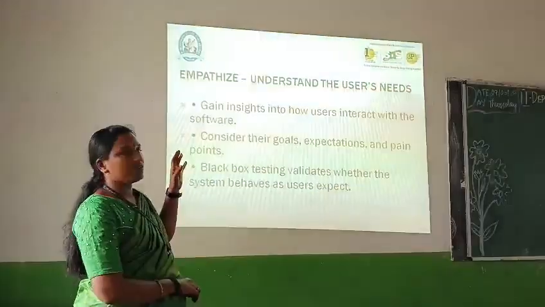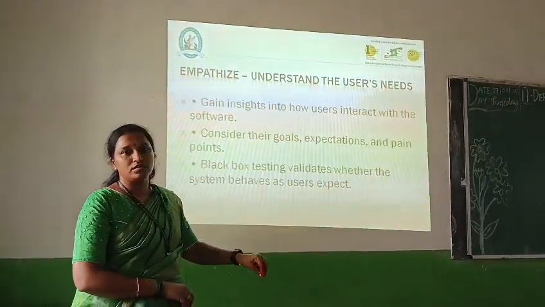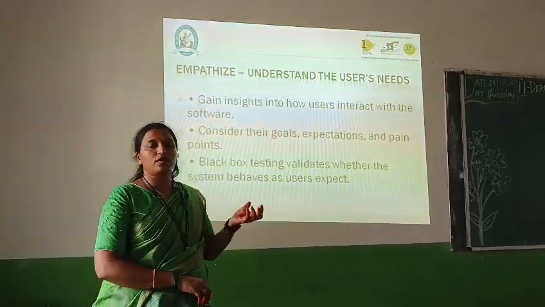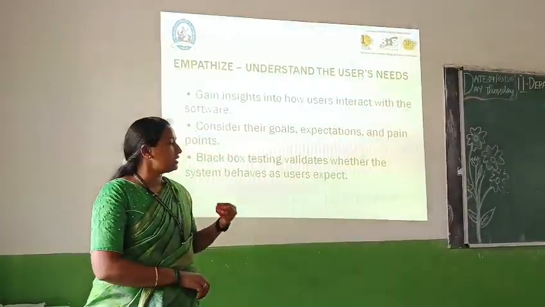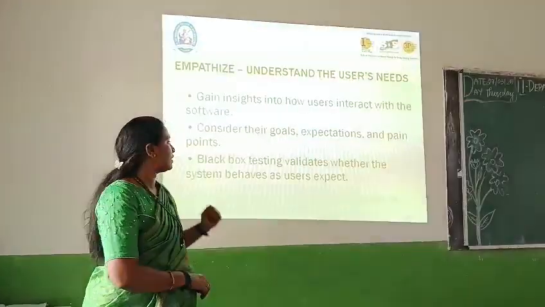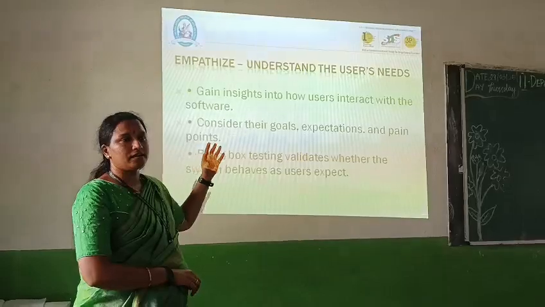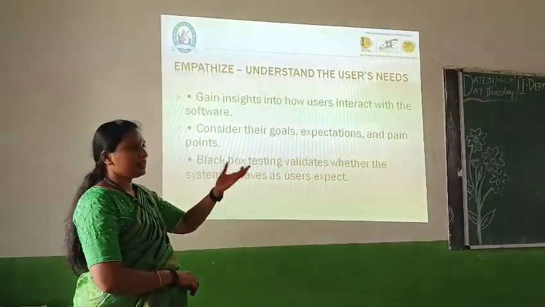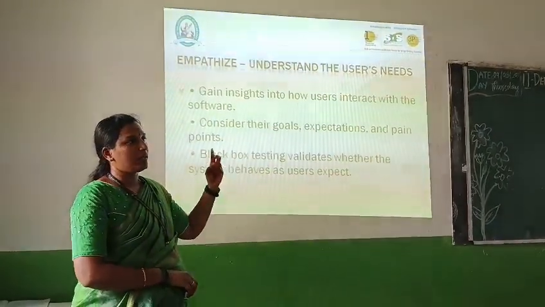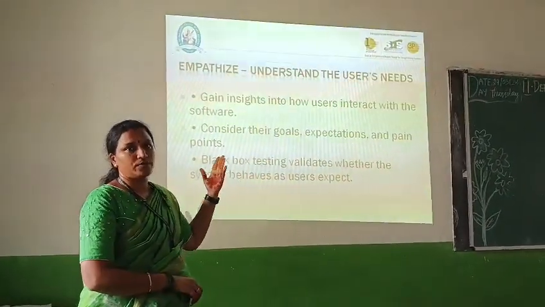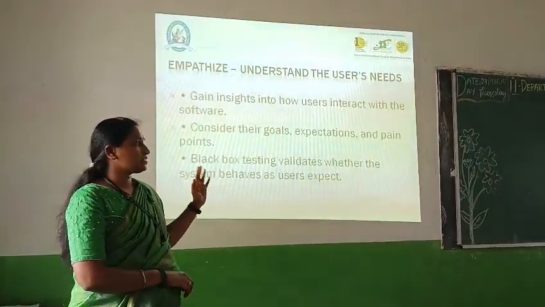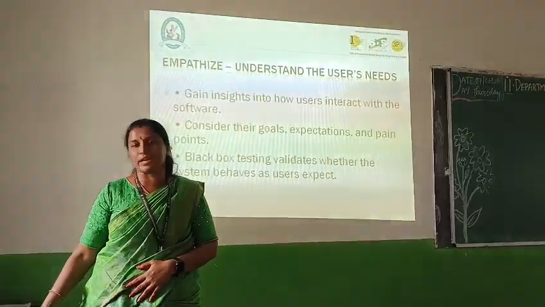The first thing we need is to understand the user needs. What are user needs? We want to gather their information: what problems they are facing, what things they need to do, and what easy facilities they want. In this, we interact with the users and gather details from them. Second, we set the goals, expectations and pain points from the user side. Third, we validate whether the system is updated or expert.